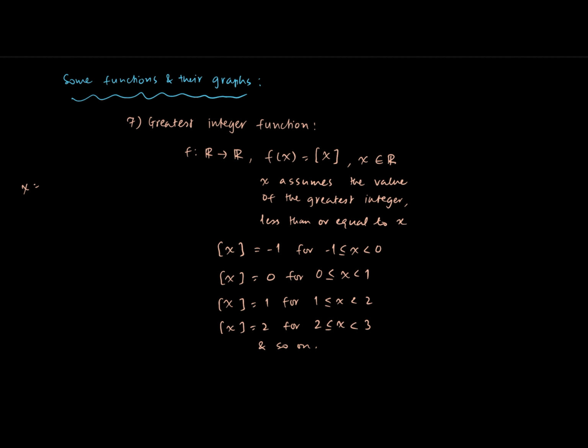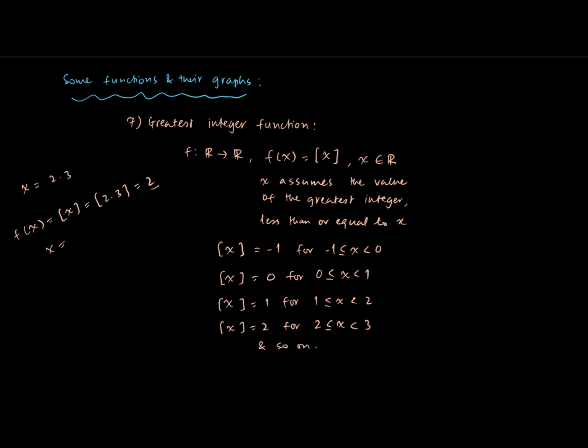Suppose we plug in the value of x as 2.3. The greatest integer function will give the value of y equal to 2, which means that here y assumes the value of the greatest integer less than or equal to x. So here the integer nearest to 2.3 but less than 2.3 is 2.